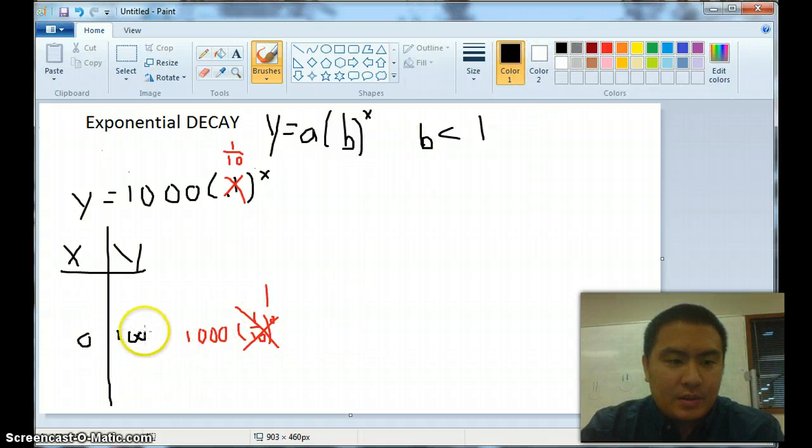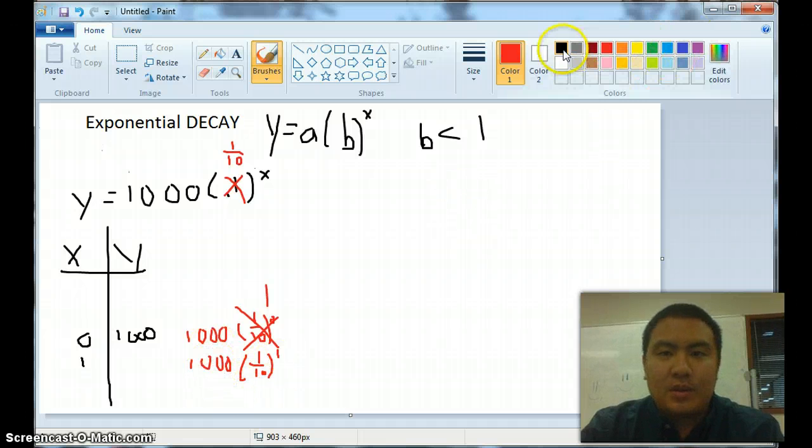Alright, now the next one I'll do is 1. That would be 1,000 times 1/10 to the power of 1, and that's just 1,000 times 1/10, which gives me 100. And if I follow the pattern here, I know the b is 1/10, so oops, sorry.